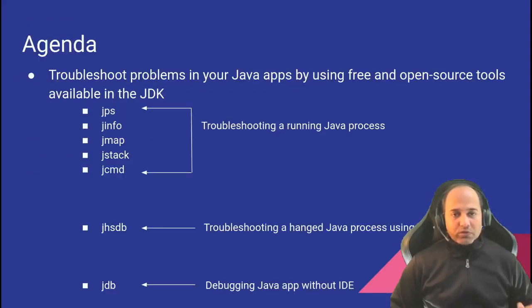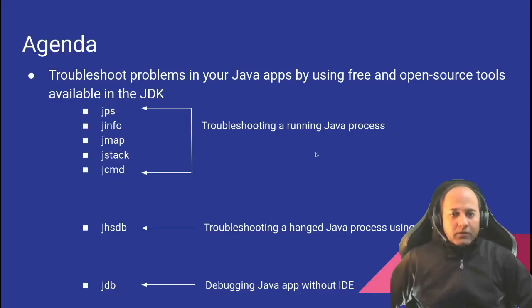Today we are going to talk about how you troubleshoot problems in your Java applications using free and open source tools available with your JDK. We have divided these tools into three categories. First is tools which are used with a running Java process. Second one is troubleshooting a hung Java process. And third one is a tool to debug your Java application when you do not have an IDE. Now we'll see all these commands in action. We'll try to define a set of steps you need to take to troubleshoot any problem in your Java application.